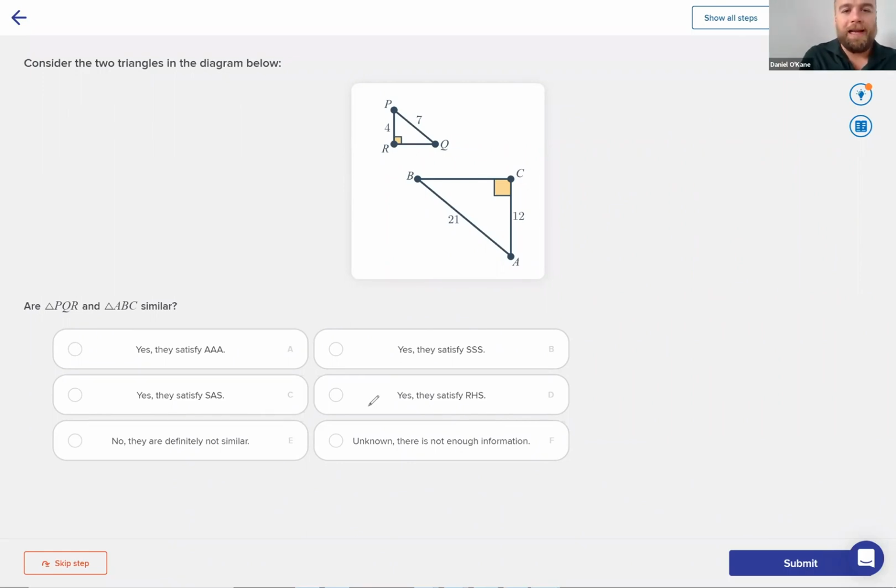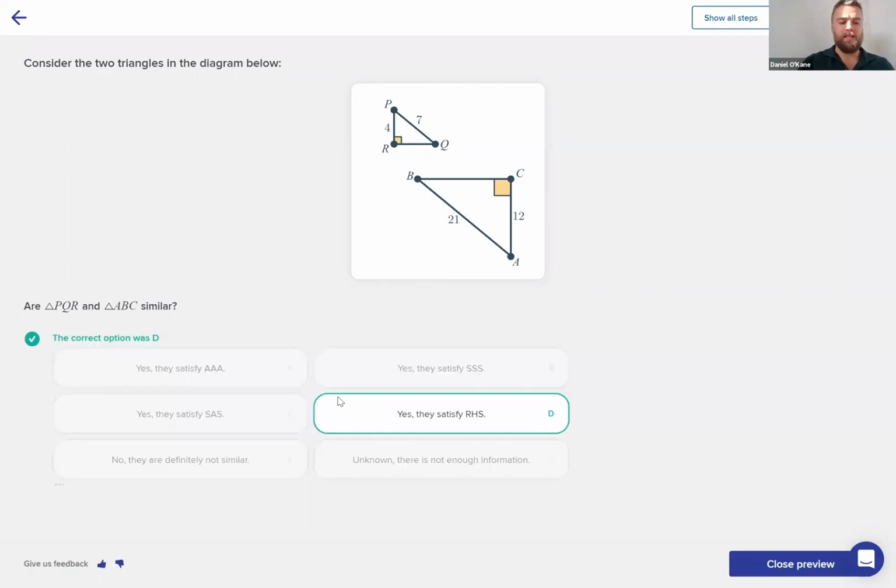So it is a right angle. We have this hypotenuse, so 7 to 21 is a factor of 3. And then we have one other side length, so 4 times 3 is 12. So we've got the hypotenuse, a side, and a right angle. So yes, these triangles do have to be similar according to the right angle hypotenuse side test. Great, we can go do another one.